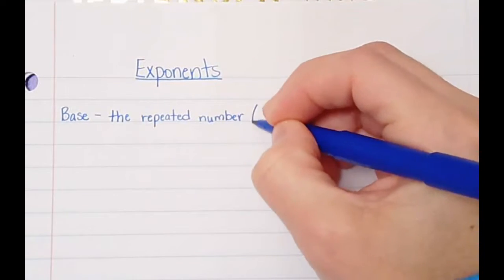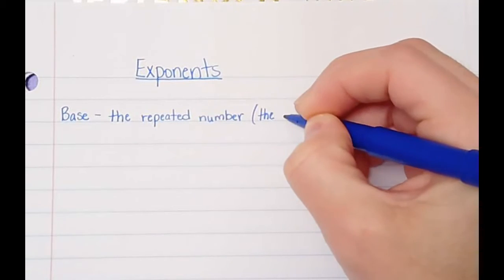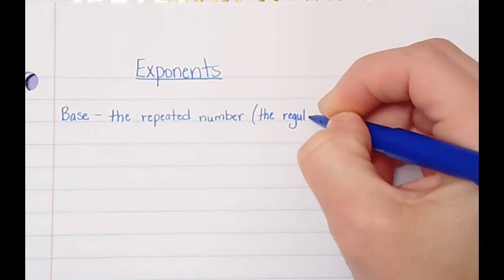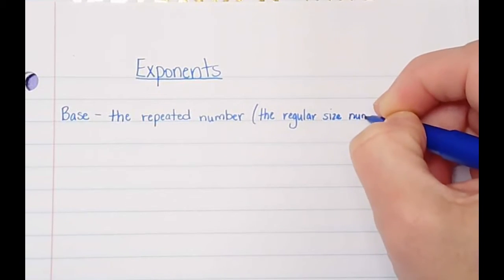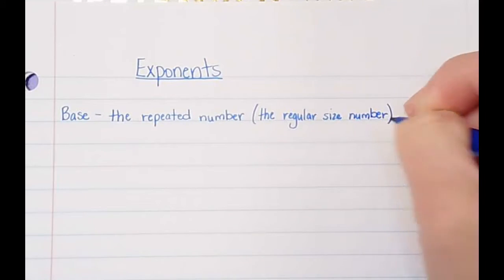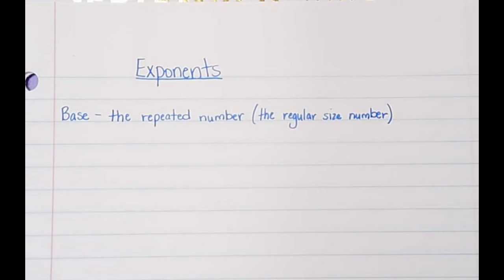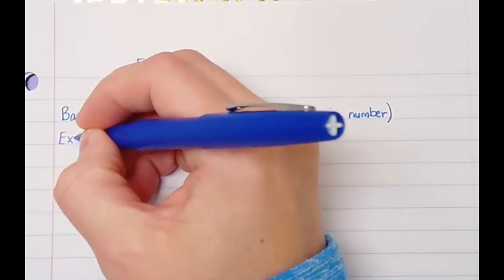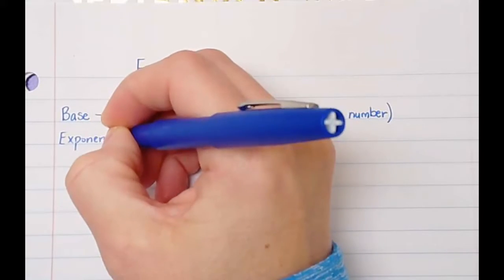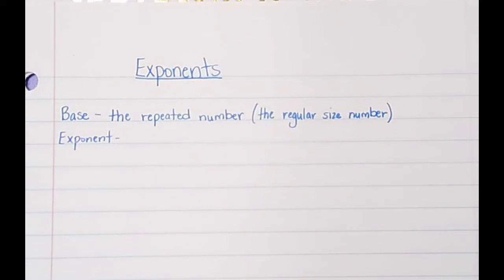So it's the repeated number. What I mean is the regular size number. Okay, so that's just the number that you're used to seeing. All right, then you have an exponent. All right, and the exponent is the little number that's at the top.